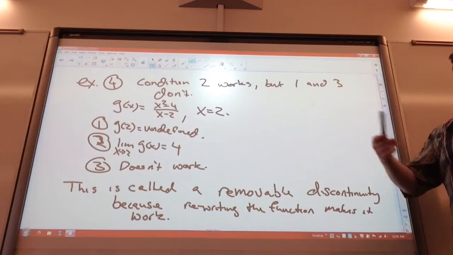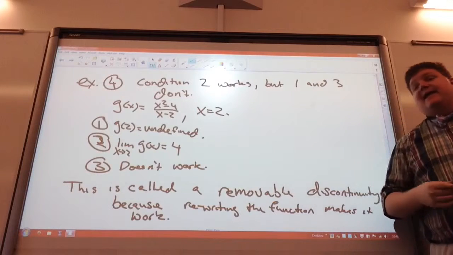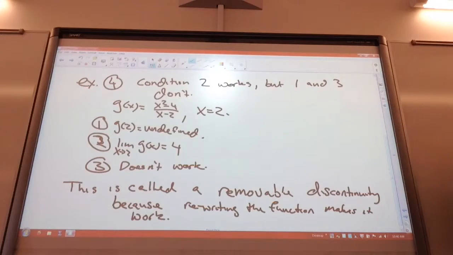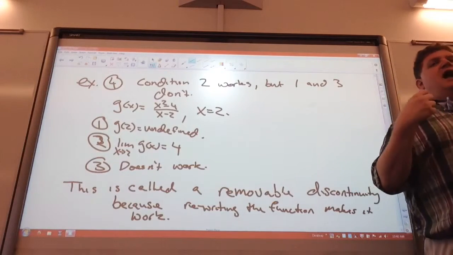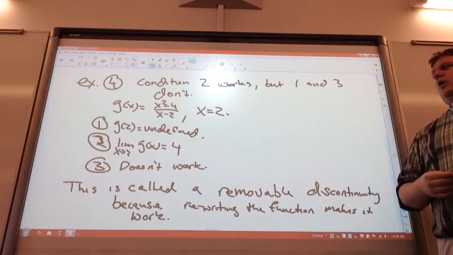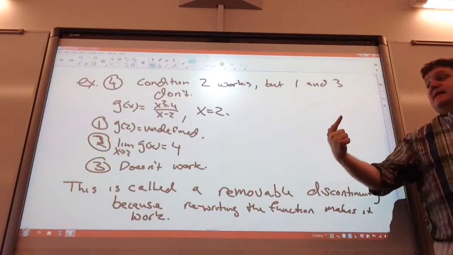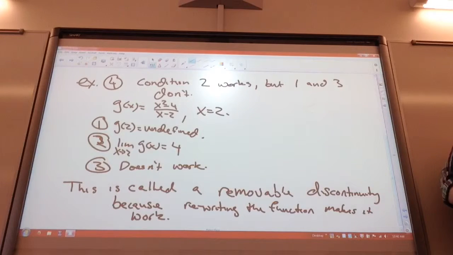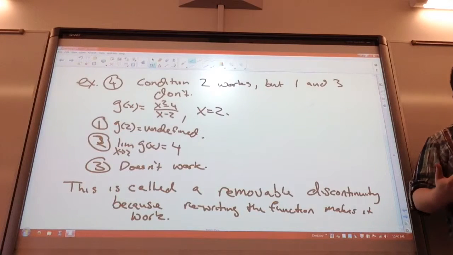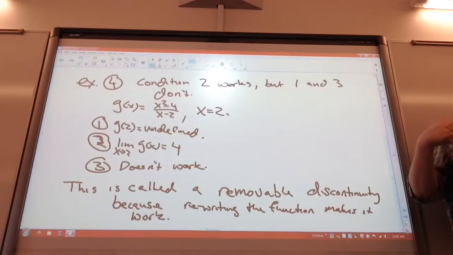Well, if I plug 2 into the function right now, I get undefined, right? I get 0 over 0. As far as what g of x is equal to in that case, it would be undefined. Okay? So 1 doesn't work, but 2, the limit as x goes to 2 of g of x, does work. Because remember, for a limit, 0 over 0 is not a valid answer. Okay? That means I've got to do something else here.